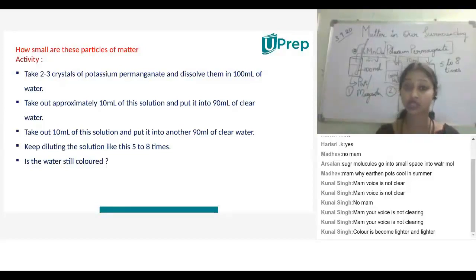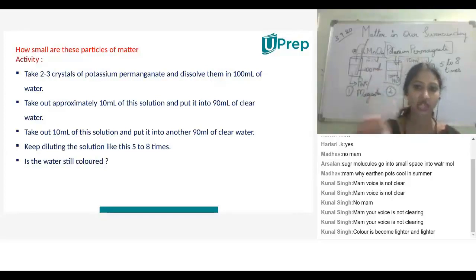This evidence mainly shows that the particles of matter are very small. Understood? They are very small. They break themselves into smaller particles, divide by themselves, and mix with the solution. Understood, children? Here we have taken potassium permanganate. What is the formula of potassium permanganate? KMnO4. What is the color of potassium permanganate? Pink or magenta in color.